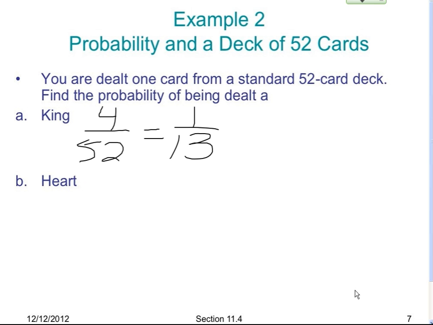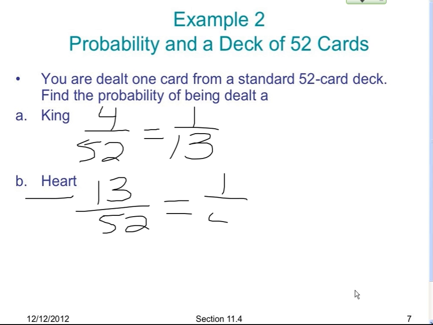Find the probability of getting a heart. Well, you have the ace, 2, 3, 4, 5, 6, 7, 8, 9, 10, jack, queen, king of hearts. There are 13 of those cards, if you count them up, out of 52 cards total. The probability of getting a heart is 1/4.